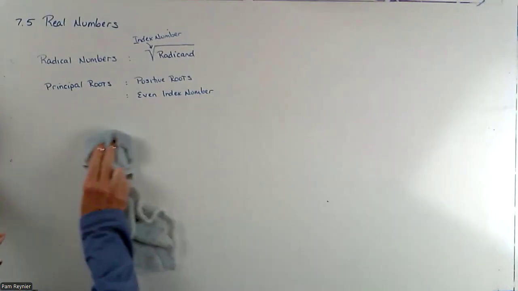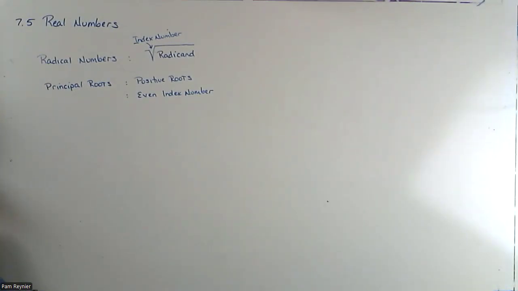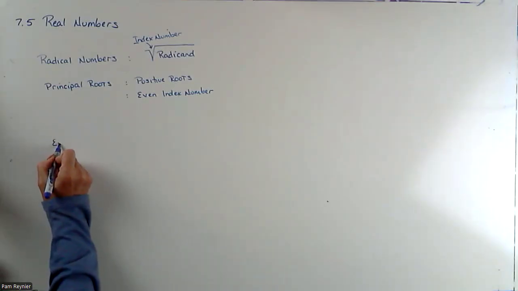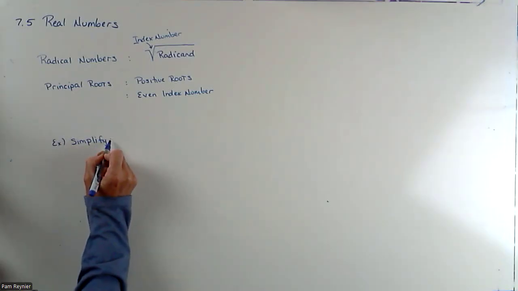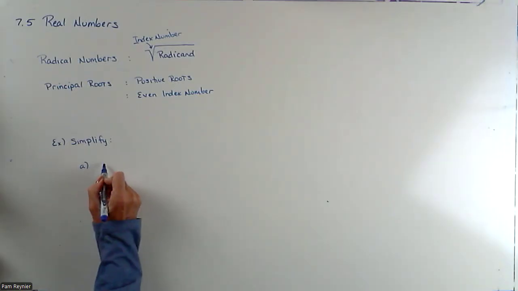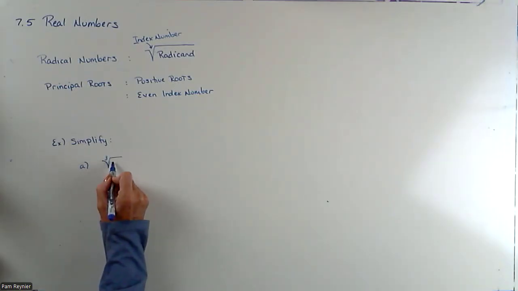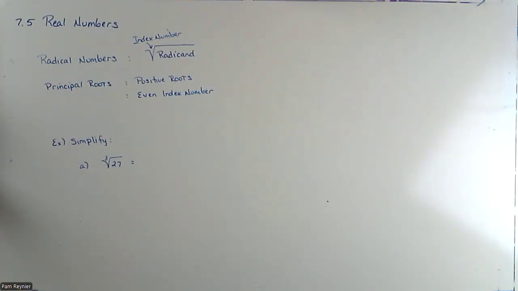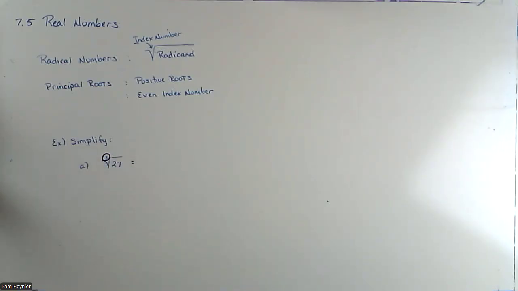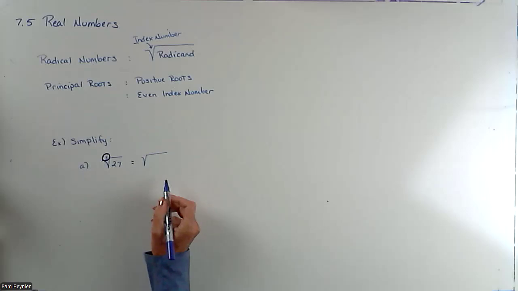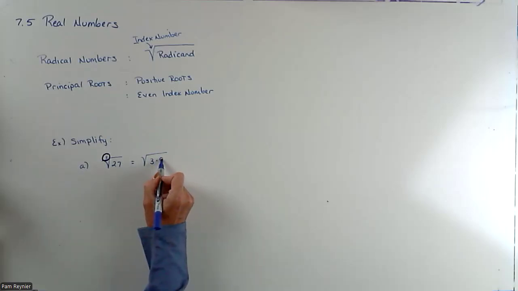Let's go to 3 to start with. So let's say I ask you to simplify. So there's not going to be an equal sign. The cubed root of 27. Well, that index number is now a 3. That index number tells me I'm looking for 3 answers that are identical, 3 factors that are identical. So 27 is 3 times 9.